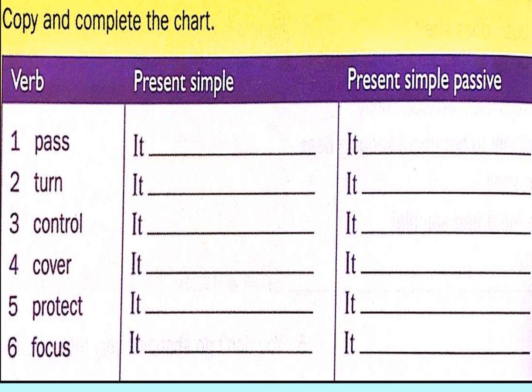And finally, by the end of this lesson, we have a list of 6 verbs. You have to write an example for them in the present simple form, and then you have to change from present simple active into present simple passive. This is all for our lesson today.